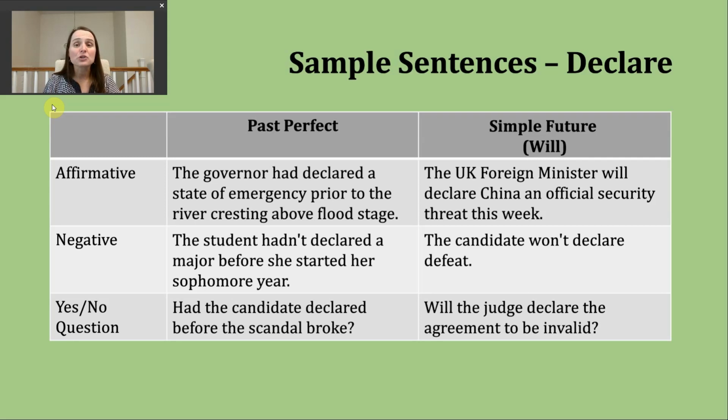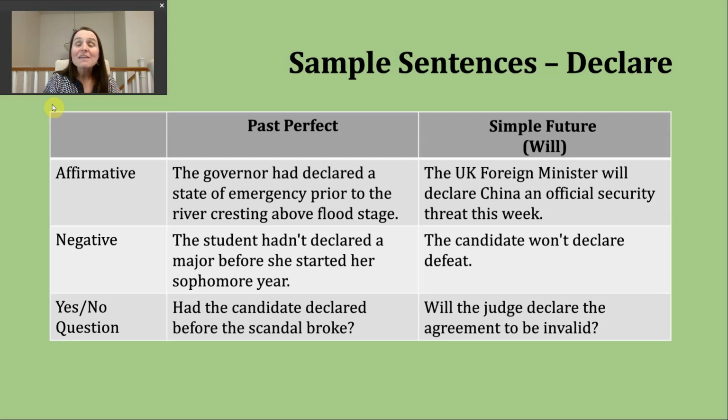The UK foreign minister will declare China an official security threat this week. I've borrowed another sentence from some news articles I had recently read. So that was actually used, I think, even in a headline, maybe a briefer form of that.